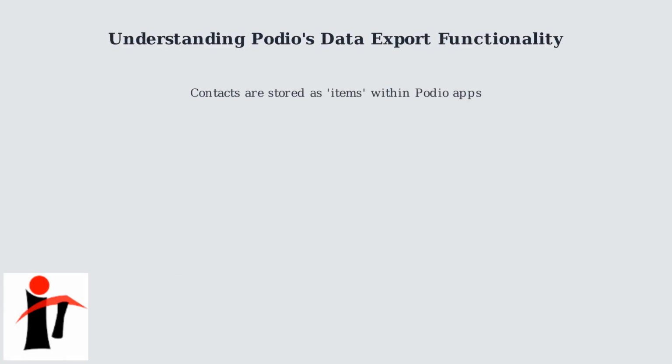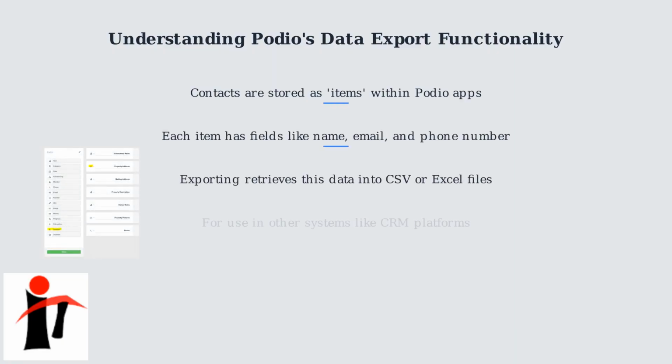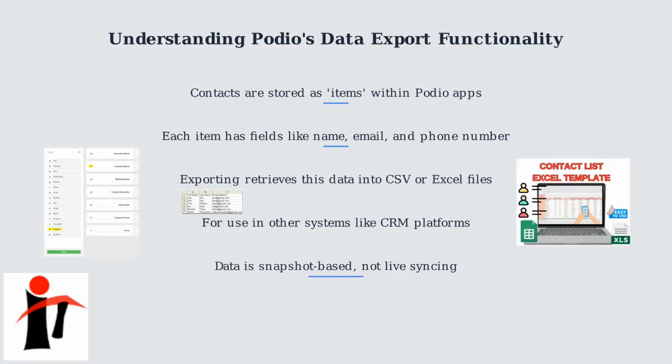Podio's data export functionality allows you to download your contact lists in standard formats. Contacts in Podio are organized as items within customizable apps, each containing structured fields such as names, email addresses, and phone numbers. When you export, this information is converted into spreadsheet files like CSV or Excel, making it easy to import into other business tools such as customer relationship management systems. Remember that these exports capture a moment-in-time view of your data without ongoing synchronization.